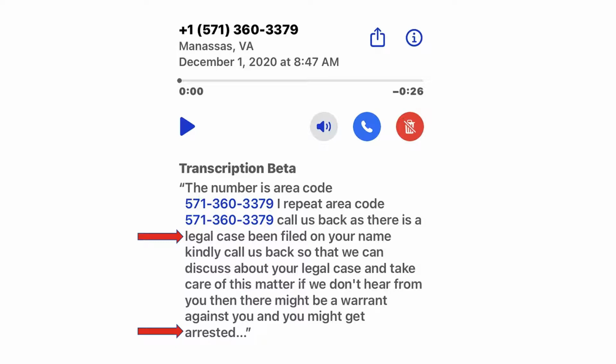Also, there's no specifics about the case. What type of case is it? It also mentions call us back, but never explains who these people are. Who is us? And finally, as you can clearly see, the wording isn't professional. The grammar's off. So clearly this is a social engineering attack.